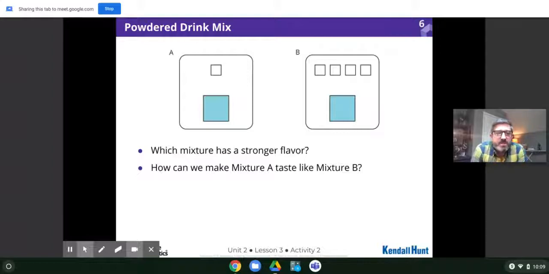In powdered drink mix A, I'm going to say powdered drink mix a lot, so I'm sorry. In powdered drink mix A, we've got 1 teaspoon of the powdered drink mix, which you see is the little white square. And then we have 1 cup of water, which is the big blue square. So in our powdered drink mix B, we've got 4 teaspoons of the mix and 1 cup of water. So if you were to think about making these drinks out of these mixes, A being 1 teaspoon of the mix and 1 cup of water, B being 4 teaspoons of the mix and 1 cup of water, which one do you think would have the strongest flavor?